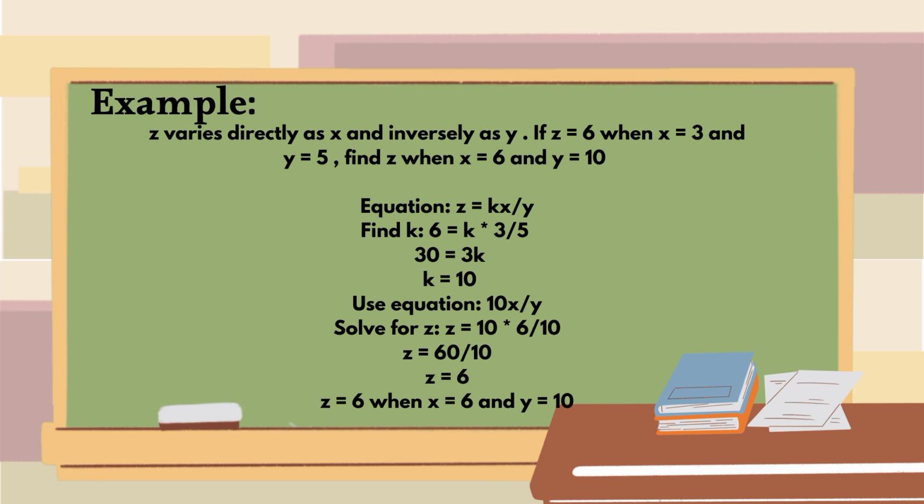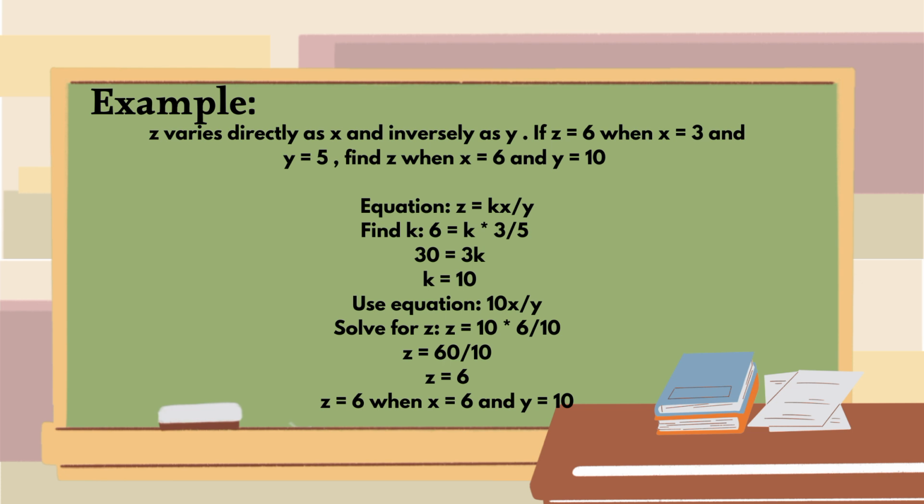Example: z varies directly as x and inversely as y. If z equals 6 when x equals 3 and y equals 5, find z when x equals 6 and y equals 10. The equation is z equals kx over y. First, let's find k. 6 equals k multiplied by 3 over 5. Let's first multiply both sides by 5, which gives 30 equals 3k. Then divide both sides by 3, and that will be k equals 10.